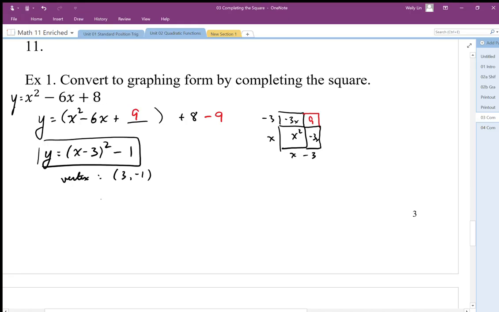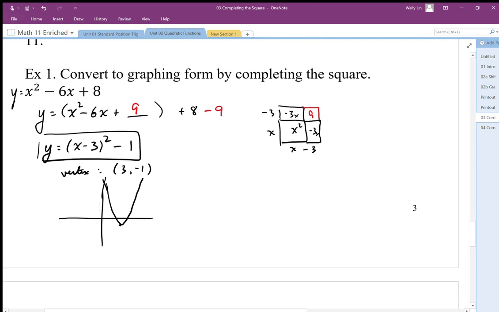If I want to graph this, this is much easier to graph. 3, -1, and it's going to go up in this way. And you can show that it's got a y-intercept of +8 if you like. But once we have the vertex, that's really the most important part. Now, it has a regular expansion, so we can probably find some other points here. But other than that, this is exactly what we're looking for.